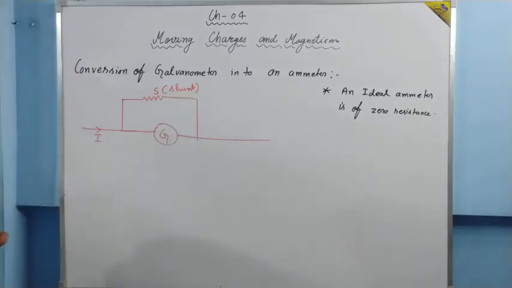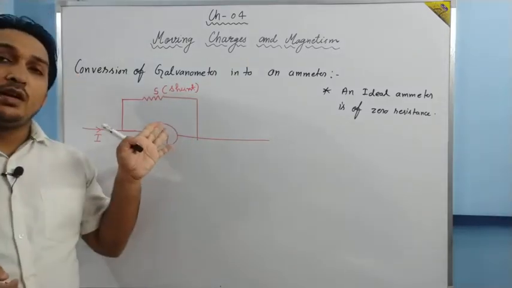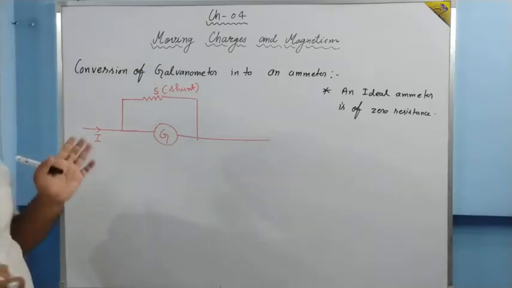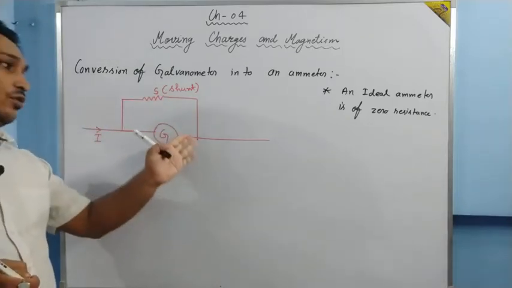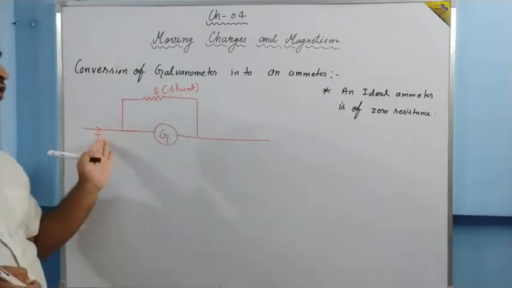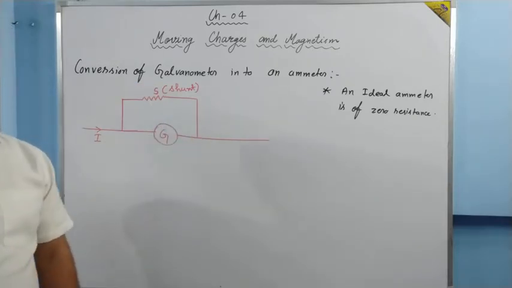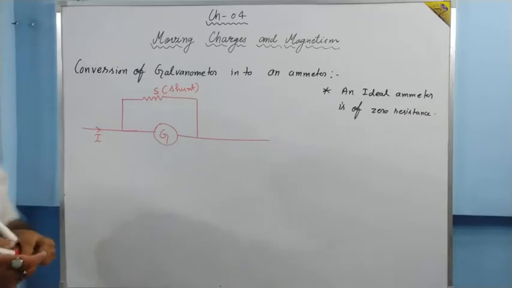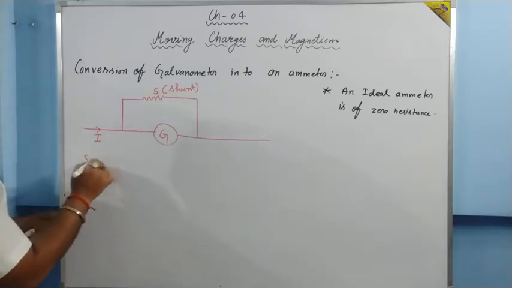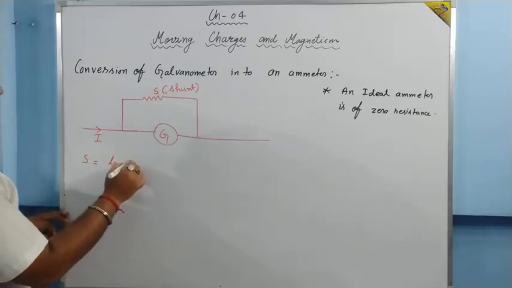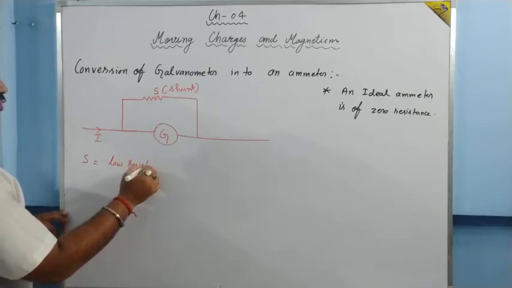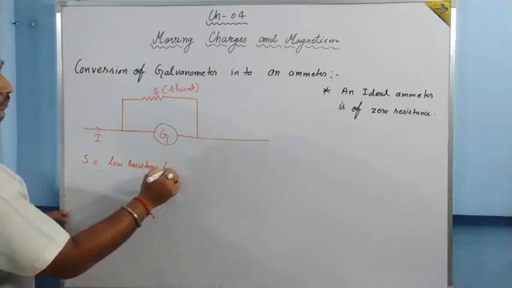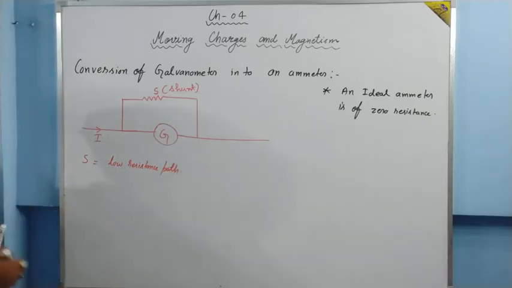It is not that the shunt is used only here. It is used everywhere. Whenever we give a bypass to the current and a higher amount of current passes through that bypass, that path is called a shunt. That resistance is called a shunt. What is a shunt? The shunt is basically a low resistance path. Is it clear?